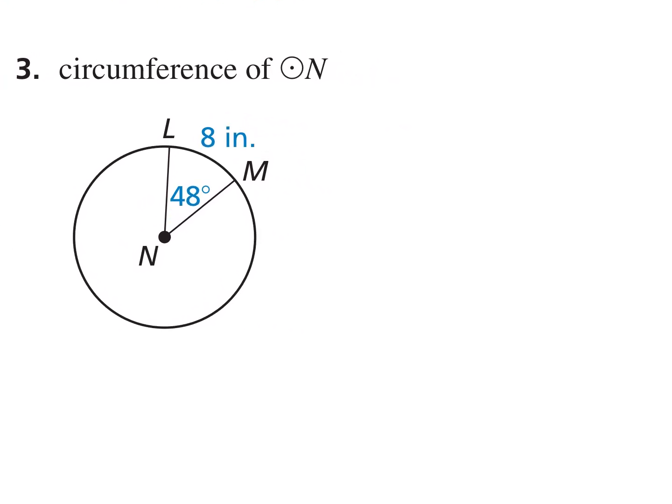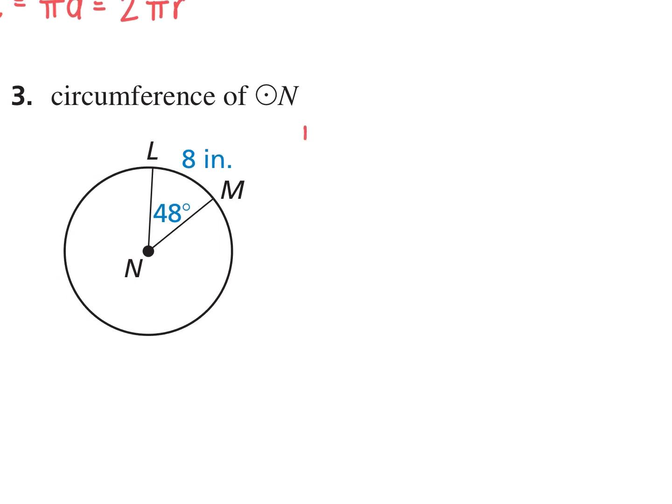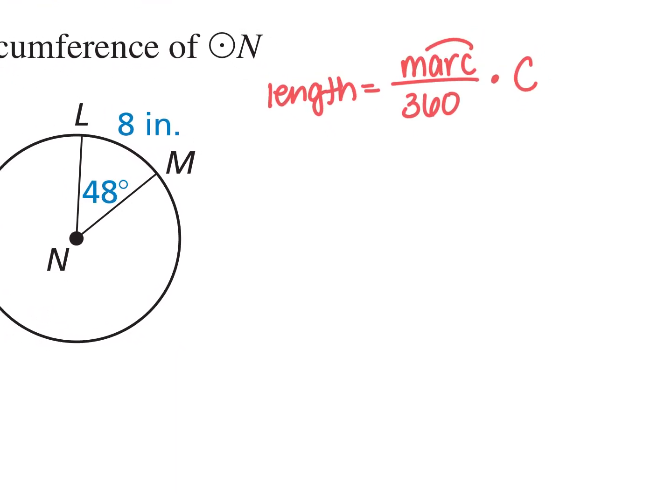Solving for my circumference. For this one, I'm using the formula with the C for my circumference. So for this one, the formula I'm using is length equals the measure of my arc. Again, that has to be in degrees, over 360 times circumference, and that's what I'm solving for. So plugging in what I have, my length is 8, because that's in units. The measure of my arc is 48, dividing it by 360, and I'm solving for my C. How am I solving for my C? I'm going to multiply both sides by 360 to get rid of it.